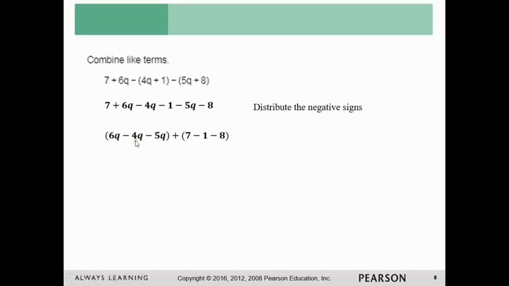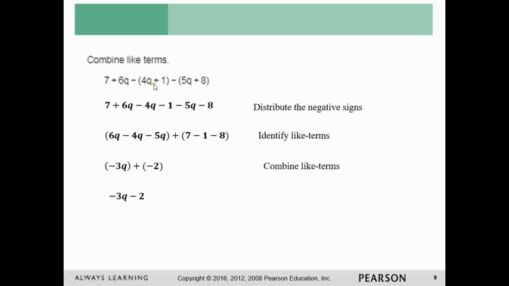Now I've got to combine my like terms. One way to do this would be to group all the q's together and then group all the constants together. So notice here 6q minus 4q minus 5q. We're identifying our like terms here, 7 minus 1 minus 8. 6q minus 4q minus 5q gets us negative 3q. 7 minus 1 minus 8 gets us negative 2. What we've done is combine our like terms. We can simplify this to make this look a little neater. So we end up with negative 3q minus 2.